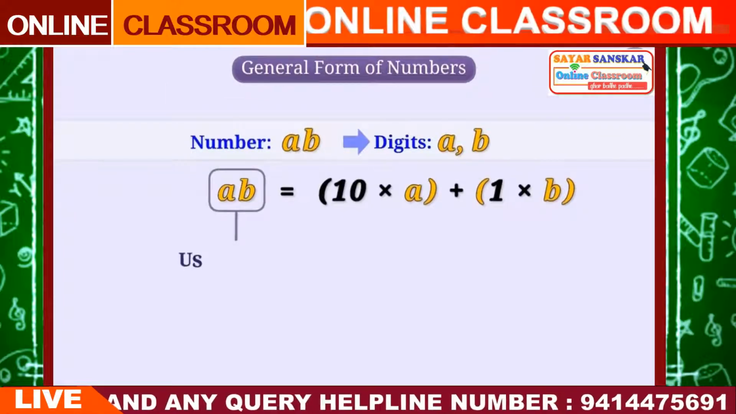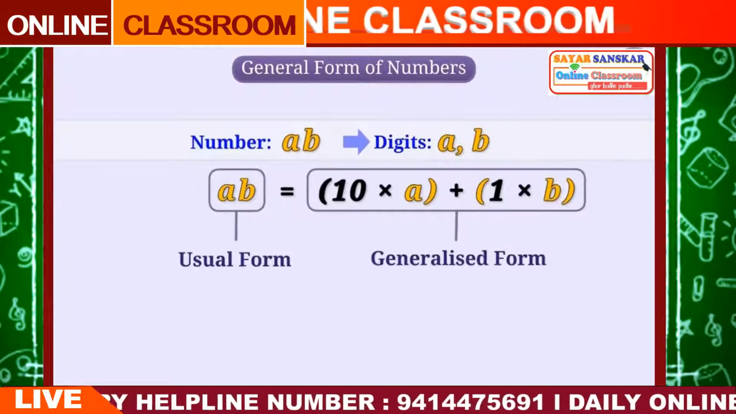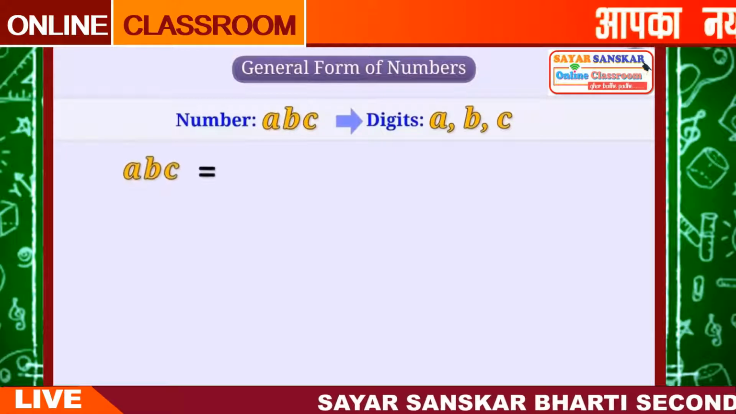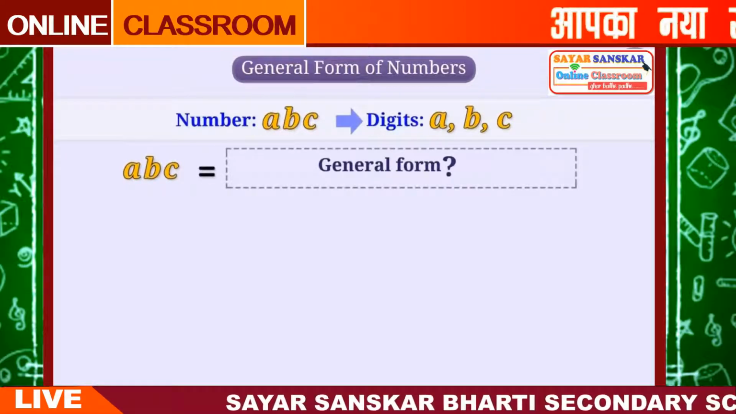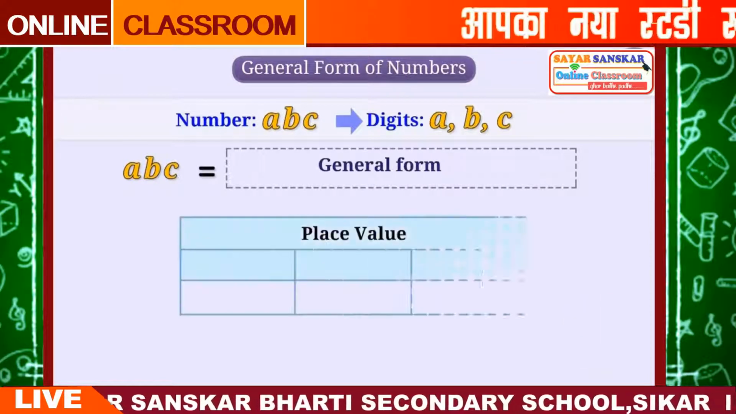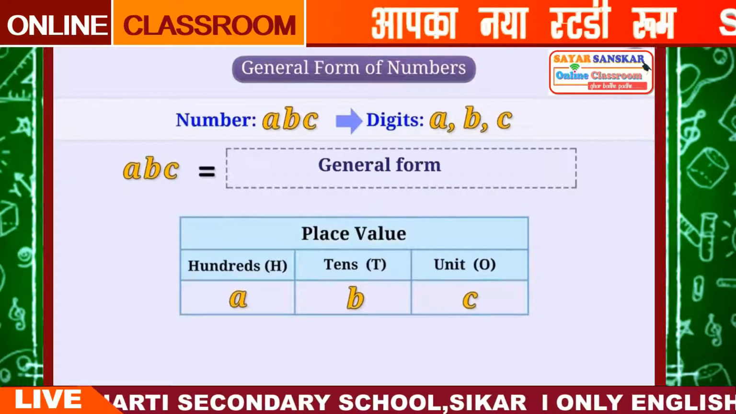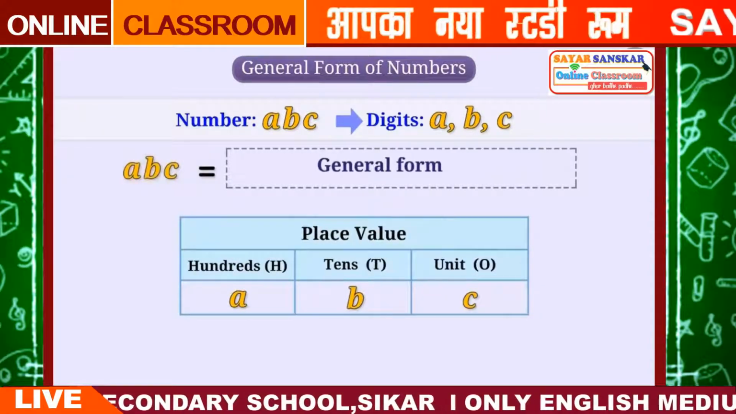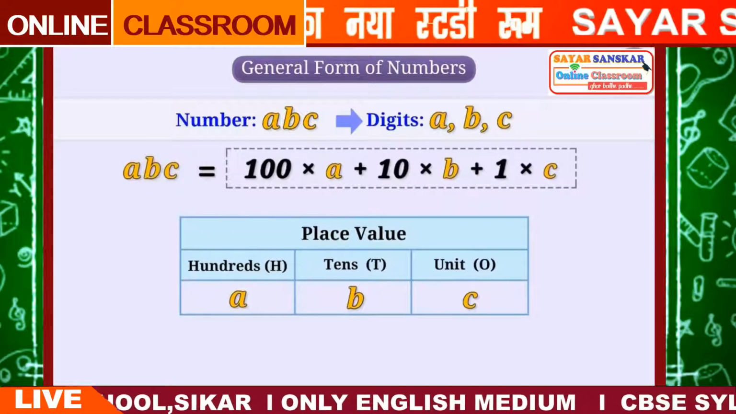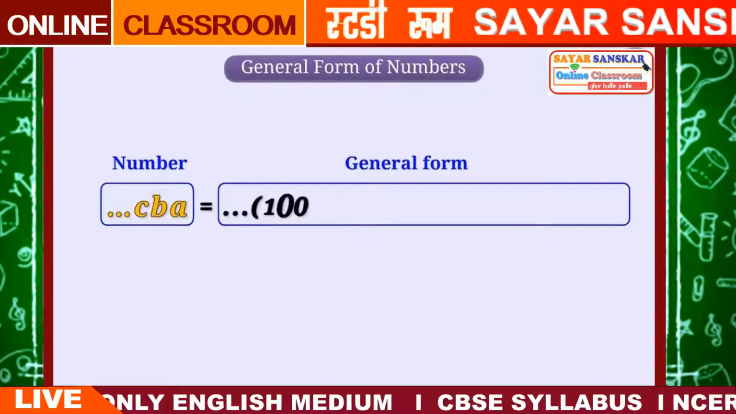Now can you guess how to write the number ABC, which has the digits A, B and C, in its general form? Think for a while. Absolutely correct. Here A is the digit in the hundreds place, B in the tens place and C is in the units place. So we will write ABC in its general form as 100 into A plus 10 into B plus 1 into C. In this way we can write any number CBA in its general form as 100 into C plus 10 into B plus 1 into A. Here, by making a dotted point like this, we show that there can be digits to the left of C.